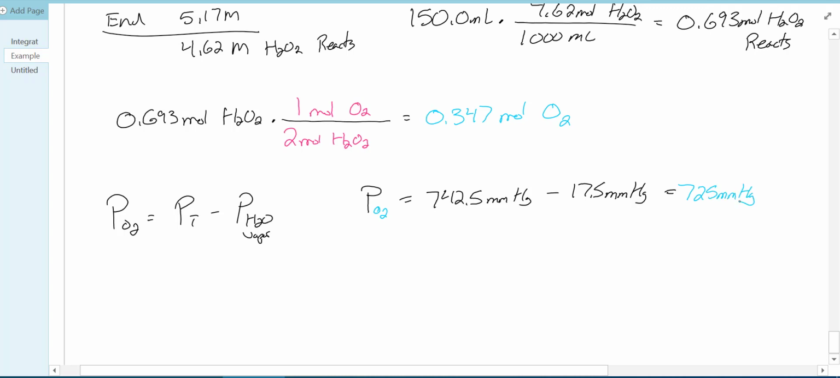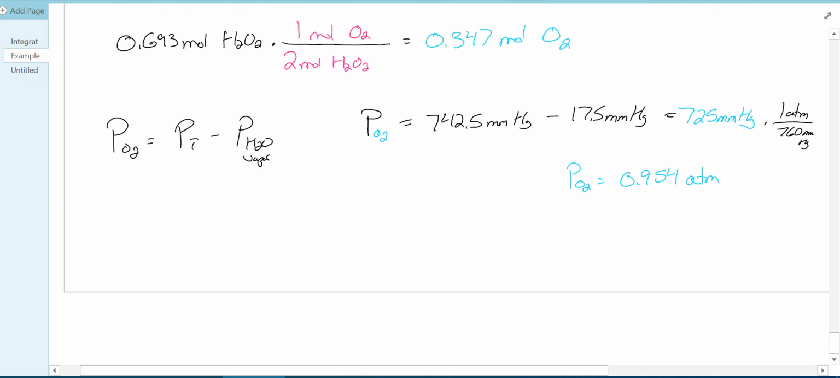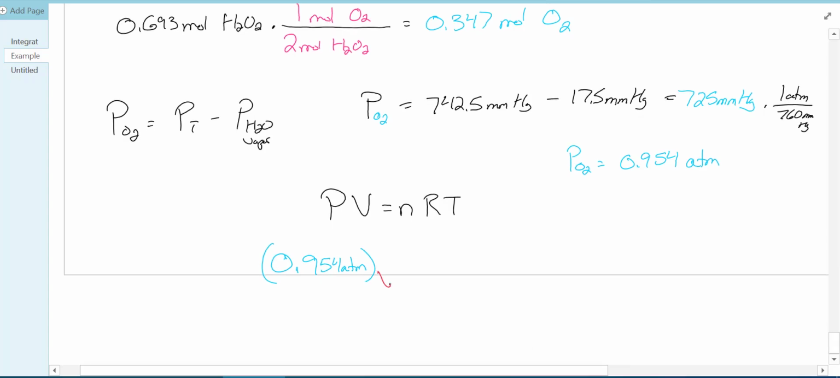Now, we're going to put this in the ideal gas law. Can't use millimeters of mercury. We know that 1 atmosphere is 760 millimeters of Hg. So divide that by 760. And I get the pressure of O2 here to be 0.954 atmospheres. So we're going to throw this into PV equals nRT, correct? P, we got P, 0.954 atmospheres. I'm looking for the volume.